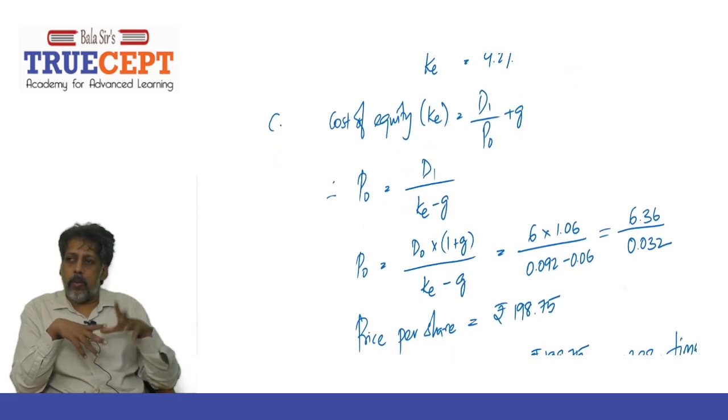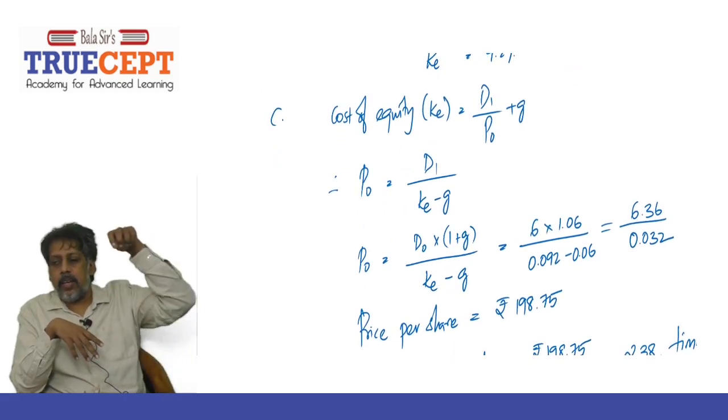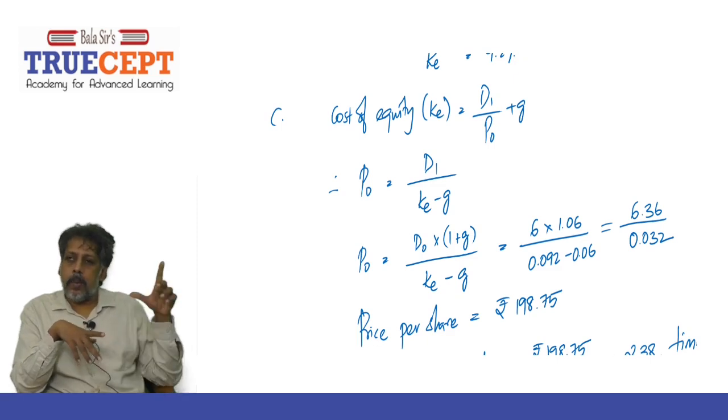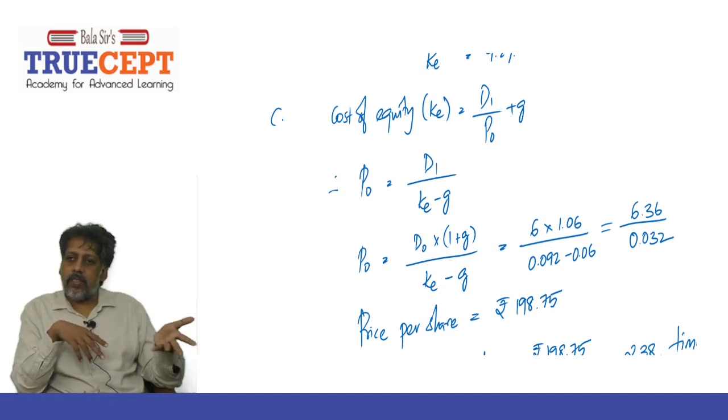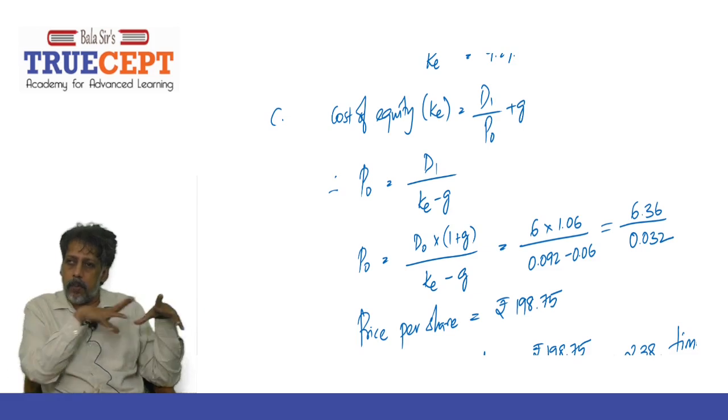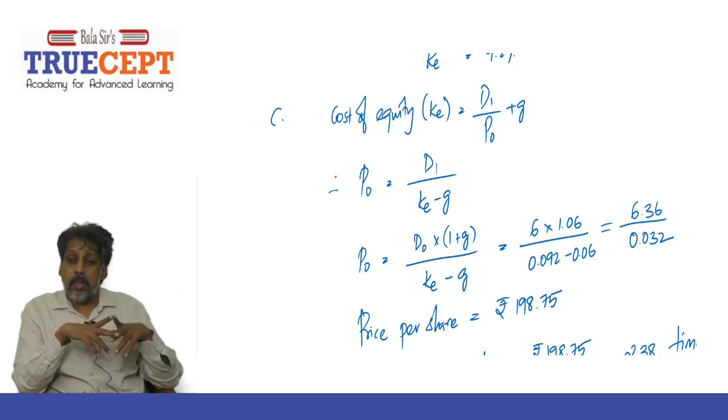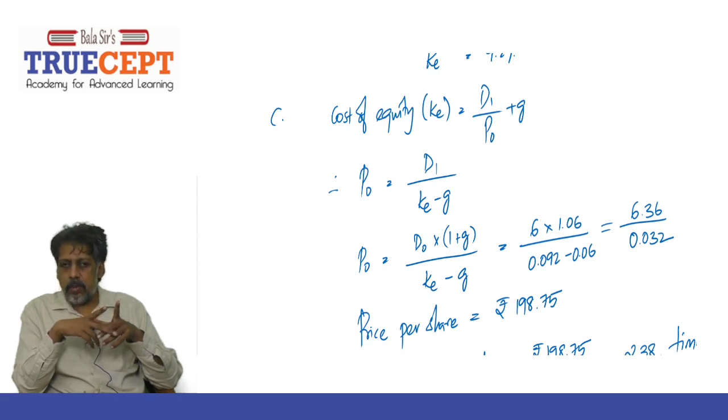Now the next step is to use Gordon's formula to find the P naught. We know cost of equity equals D1 by P naught plus G, or I can say P naught is equal to, what is P naught? It's supposed to be the current price of a share, the market price, which is equal to D1, expected dividends, divided by cost of equity minus growth rate. It's a very popular equation. You should know this by now. Your examination is knocking on your door, waiting for you to open.